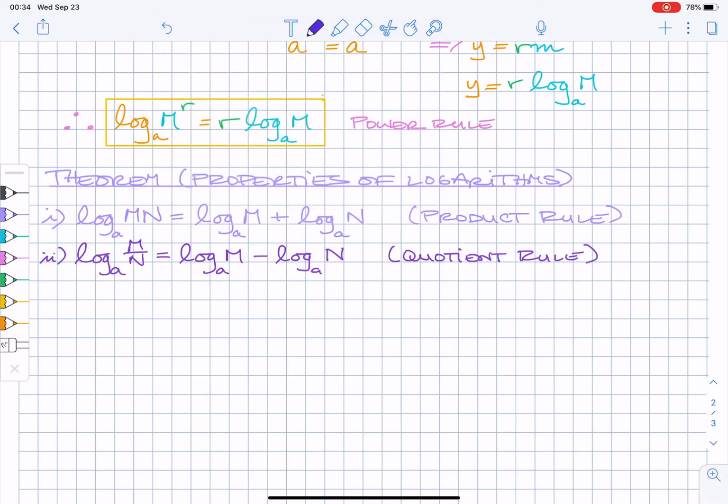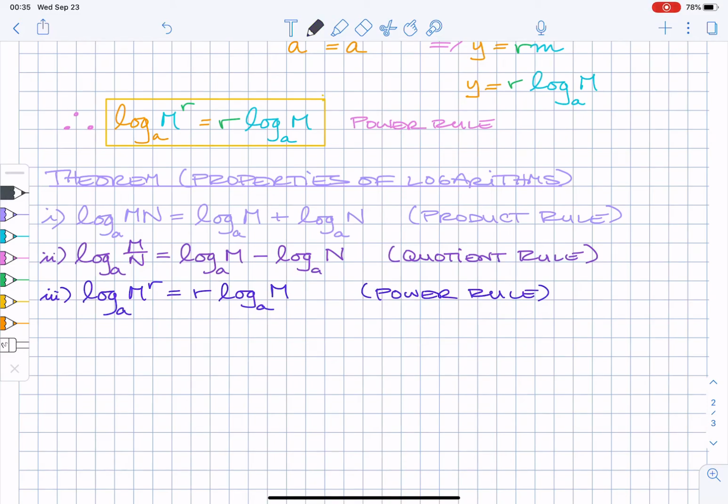And number 3, when I exponentiate, so log base a of m raised to the r is going to be r times log base a of m. So this, of course, is the power rule we just stated. So we've proven why each of these is indeed a property of logarithms.